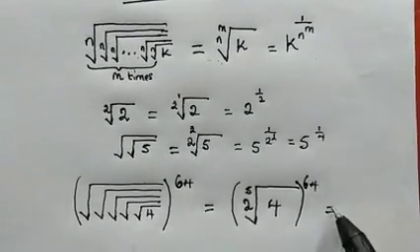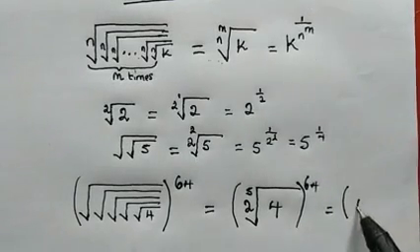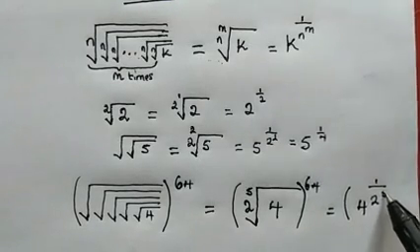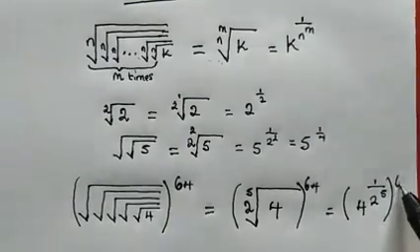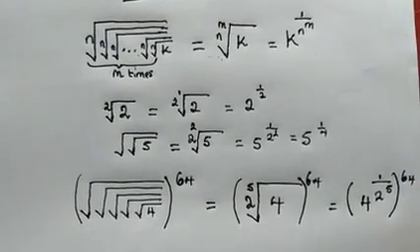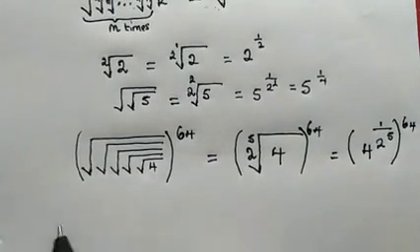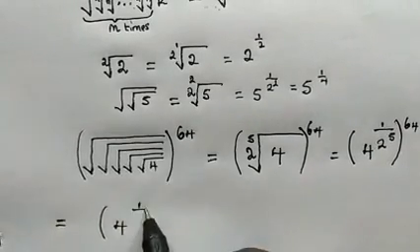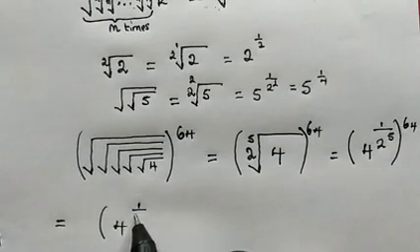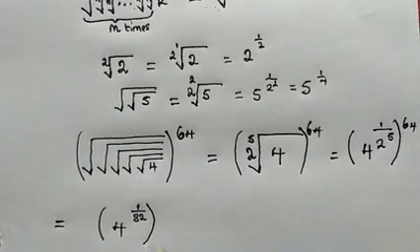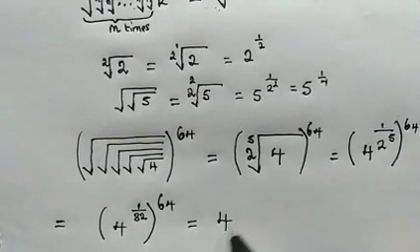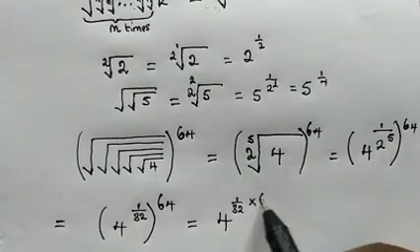So this is equal to 4 to the power of 1 over 2 to the power of 5, then raised to the power of 64. So this will be equal to 4 to the power of 1 over 2 to the 5th power, which is 32. So 1 over 32, then raised to the power of 64. Remember, we multiply these powers by 64.